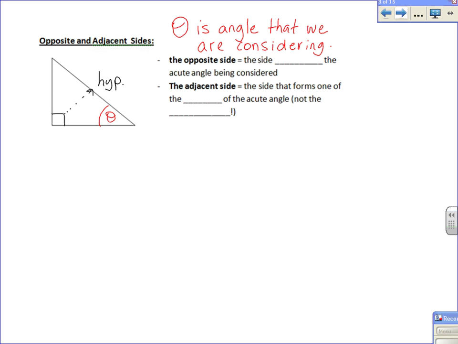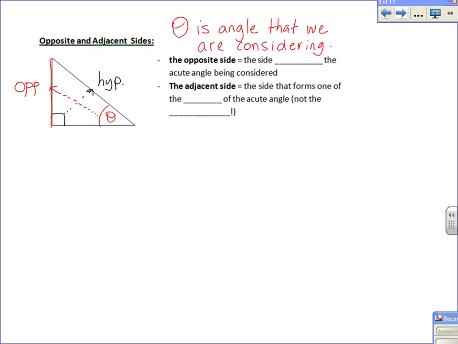So if this is the angle that we're considering, the two sides that we will label will be the opposite side and the adjacent side. And the opposite side is very easy to label. Just like the hypotenuse was the side across from the right angle, the opposite side is the side directly across, or opposite, the angle that we're considering. So this side right over here is going to be our opposite side. So here is my opposite side.